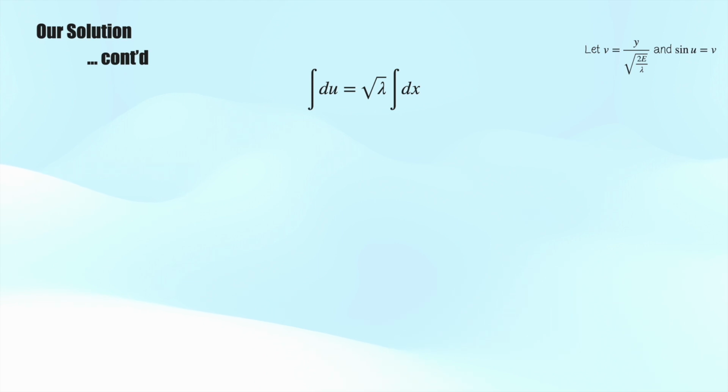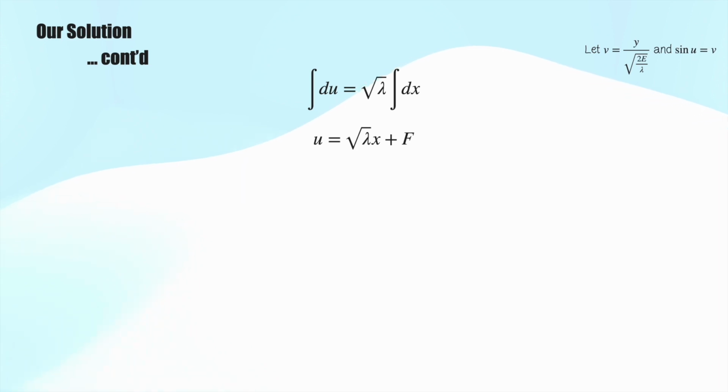So on the top right, I'm just reminding myself of the substitutions of v and sine of u. So we now have our very complicated integration statement, which now just says the integral of du is equal to the square root of lambda times the integral of dx. We integrate, so we get u is equal to the square root of lambda times x plus f. So remember, f is our constant of integration as well.